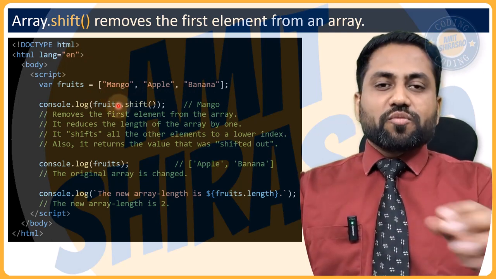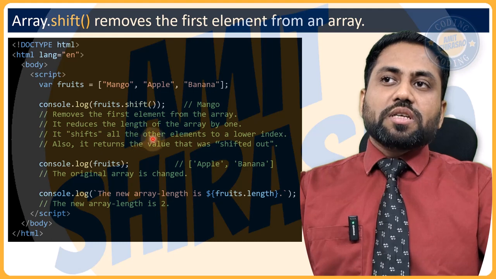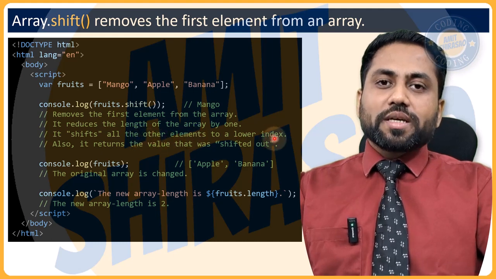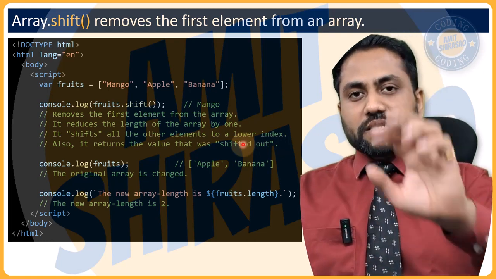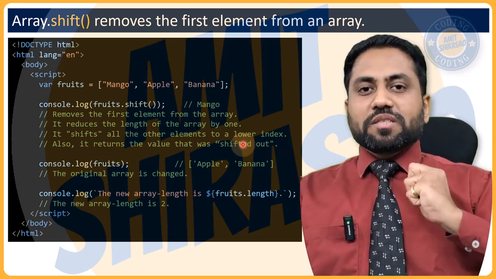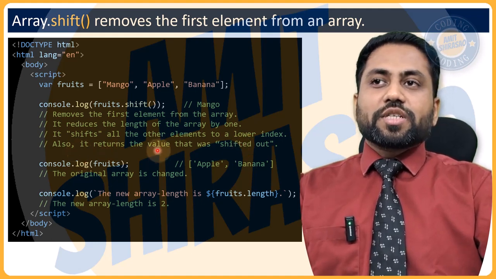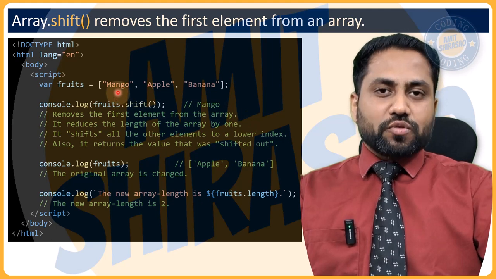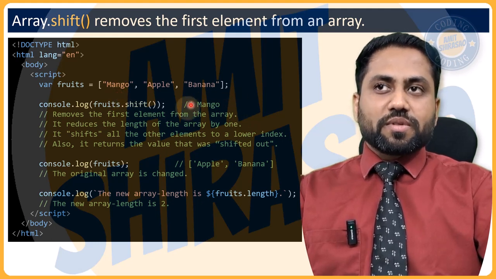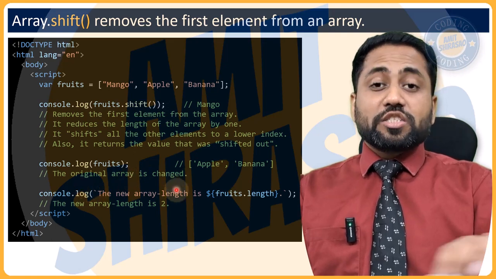Okay, so when you moved it out, it shifts all the other elements to a lower index. So this is called shifting. Unshift means escalate the index. Shift means reduce the index. Okay, and then it returns the value that is shifted out. So you've shifted this out of the array, right? So this value is the return type of this function. Again, the original array is changed.